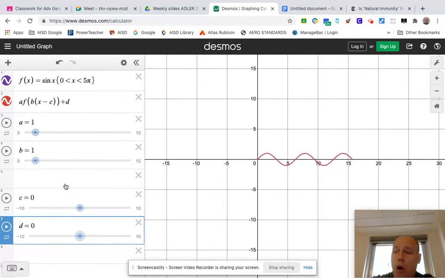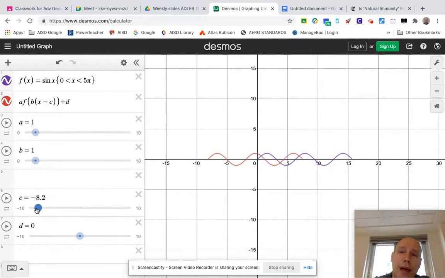The C is the horizontal shift. This is a translation, and you have to remember this: it's x minus c. So when c is like 1, 2, 3, 4, 5, it's shifting to the right. Let's move back to 0. When I move c to negative numbers, it ends up being like x plus 3, x plus 6, and it's shifting the function to the left. Okay, let's move back to 0.